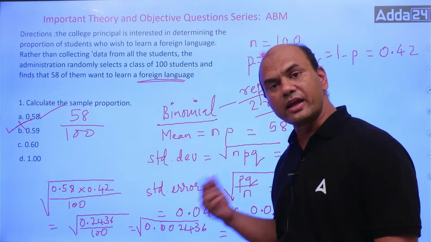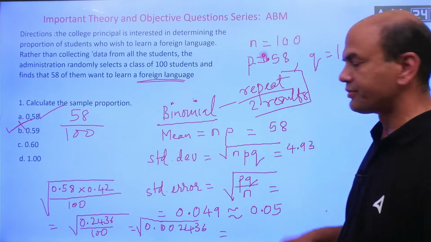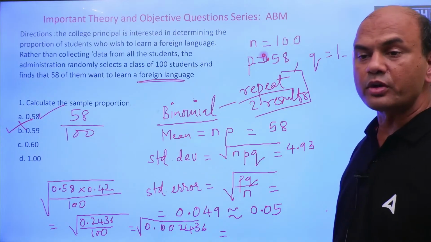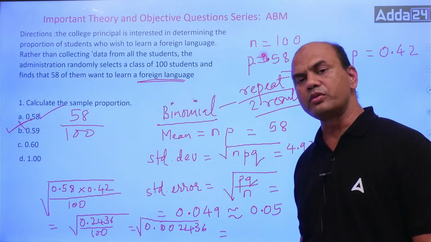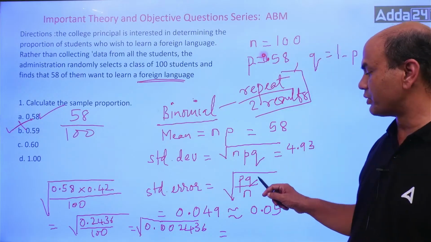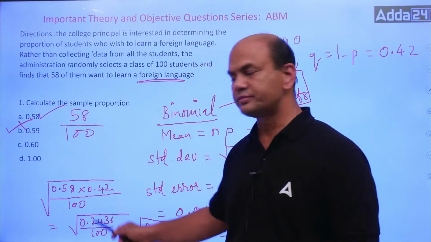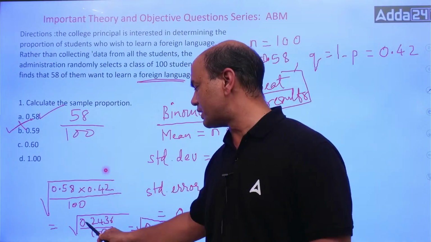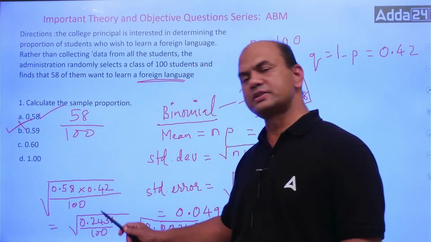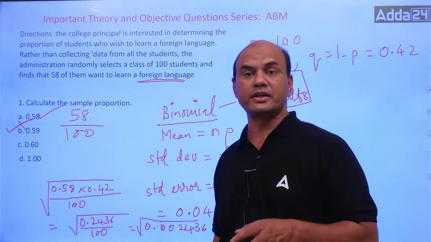Next is standard error. That is also asked in exam. Root of PQ upon N. So P means what? 0.58. What is Q? 0.42. So root of 0.58 into 0.42, the whole upon 100. N is 100. Find the square root. This multiplication you get as 0.2436. Everyone, let me see in the comment section from your side.